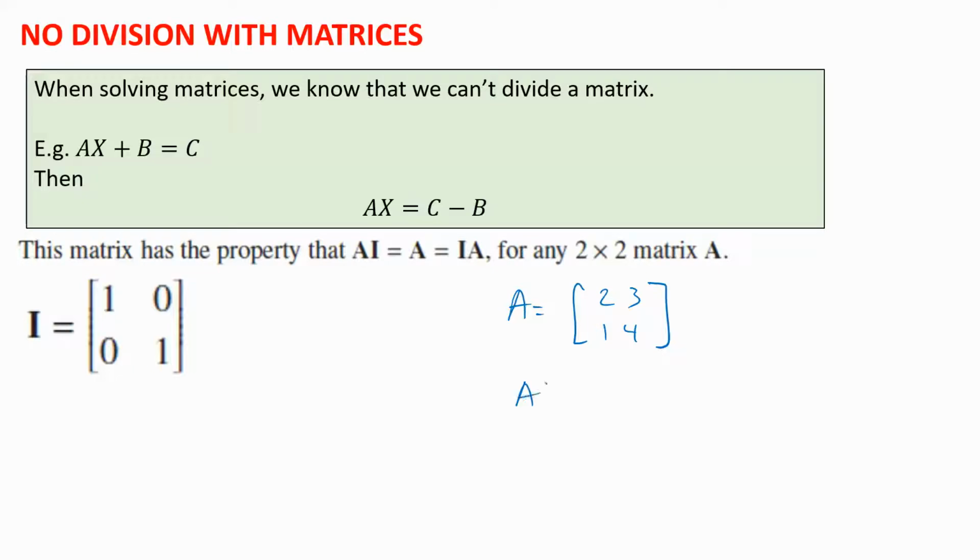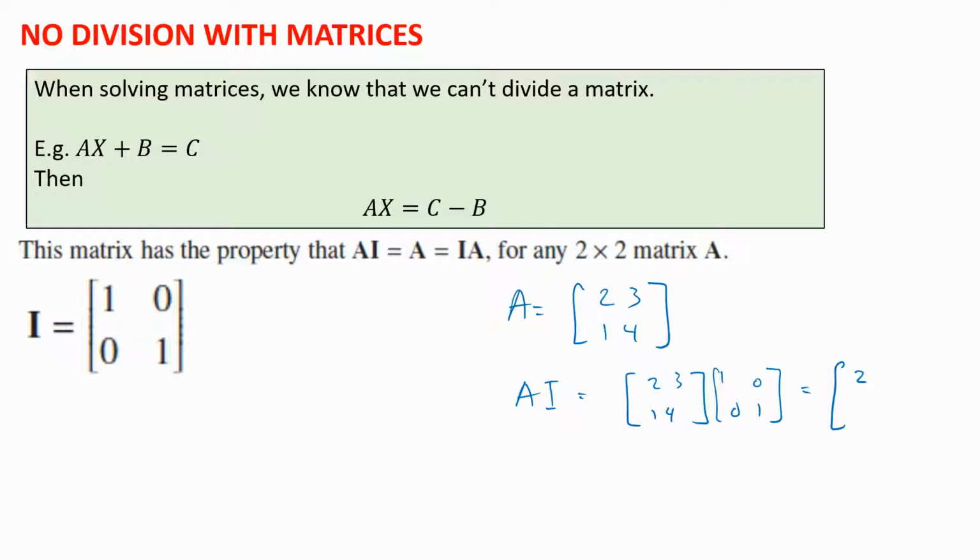So if I did A times I, here we go. 2, 3, 1, 4 times 1, 0, 0, 1. Let's see if it's still A. Row 1 times column 1. 2 times 1 plus 3 times 0. 3 times 0 is 0. So 2 times 1 gives you 2 in row 1, column 1.